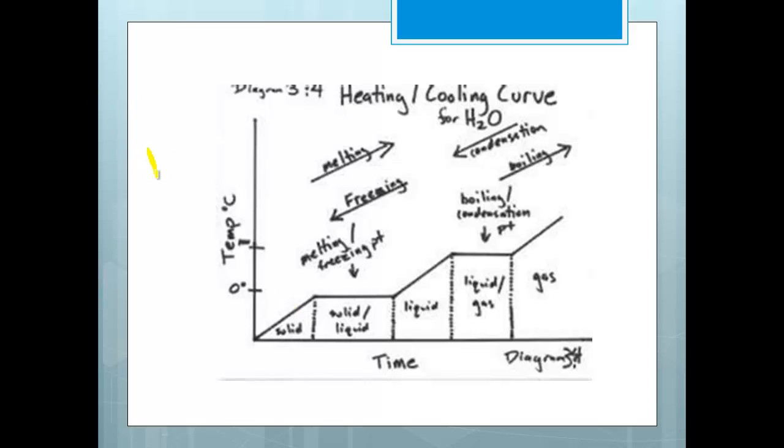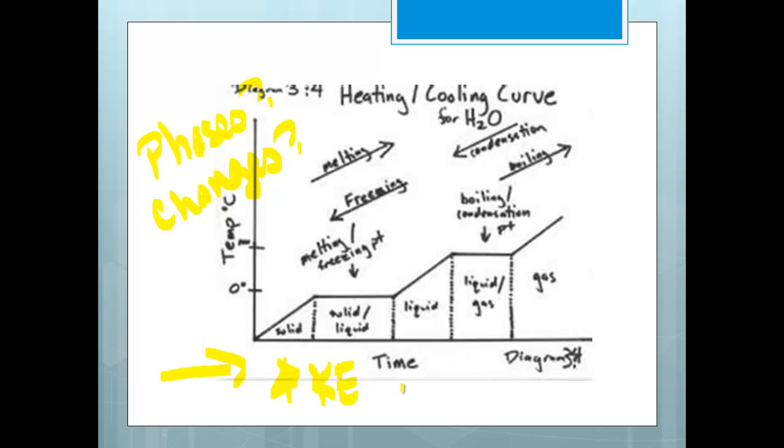And then this last slide has all the phases. Okay, so things we should be able to identify are what phases are present at different parts of the graph, what phase changes are taking place, and recognizing the fact that as you go from left to right, the kinetic energy is going to increase and the temperature is increasing as well because it is endothermic.